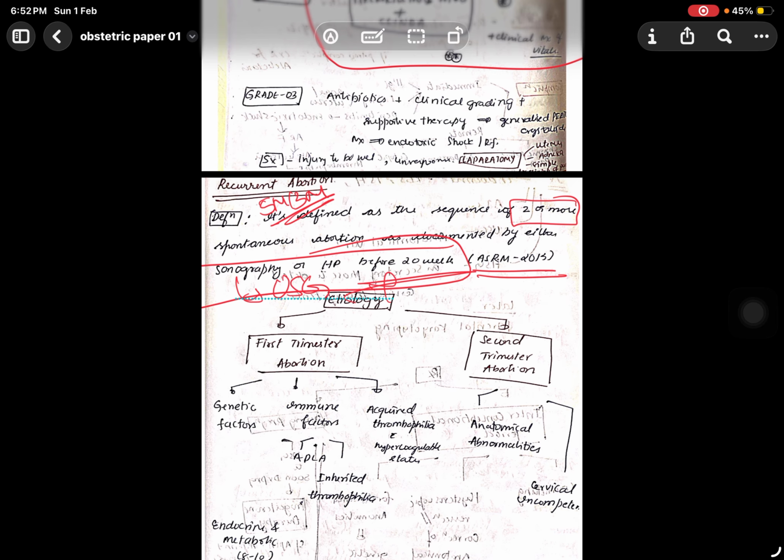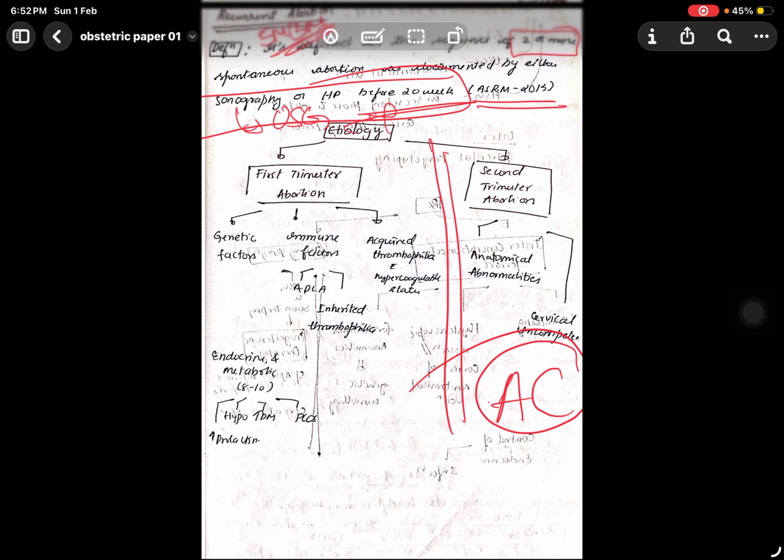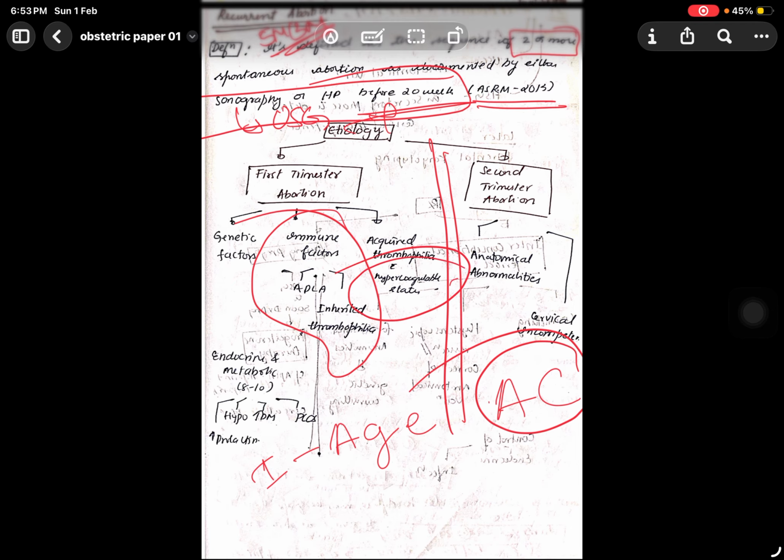So, what is the etiology? First, it is divided into first trimester abortion and second trimester abortion. For second trimester, you can remember AC, that is anatomical abnormalities or cervical incompetence, and here you can remember IH. It might be due to immune factors, APLA and inherited thrombophilia. Then A, that is acquired. Basically, you have to remember about the hypercoagulable states and genetic factors, and also endocrine and metabolic related causes.